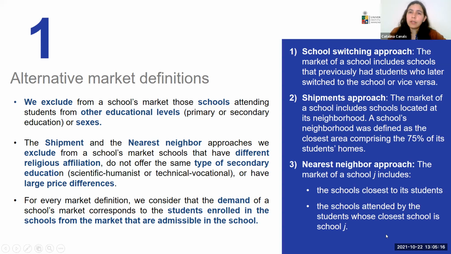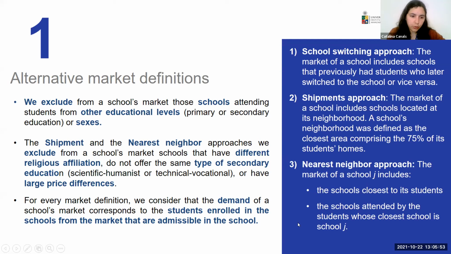And the problem with this is that we may wrongly include in the same market schools that target different populations. So to avoid that problem, we made some additional restrictions. We exclude schools that have different religious affiliations. Also, if they offer different types of secondary education, we have 2 types: scientific-humanistic, or technical vocational. Or we also exclude schools that have a large price difference.